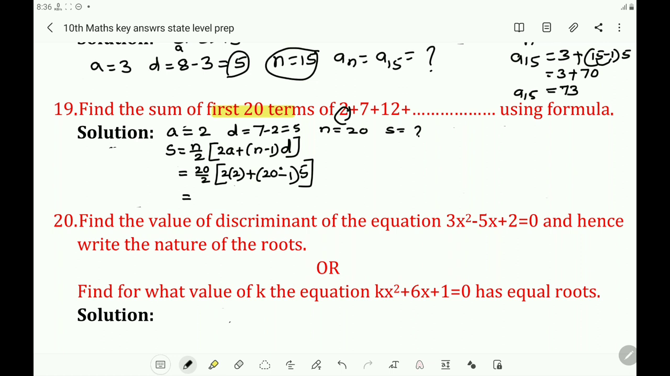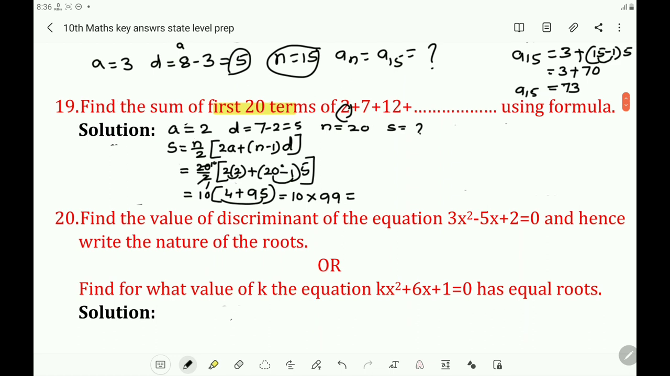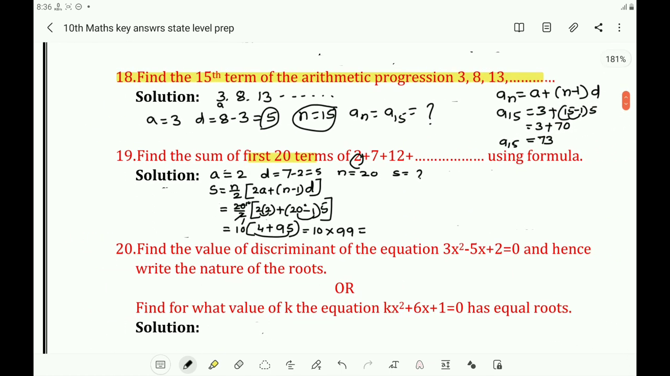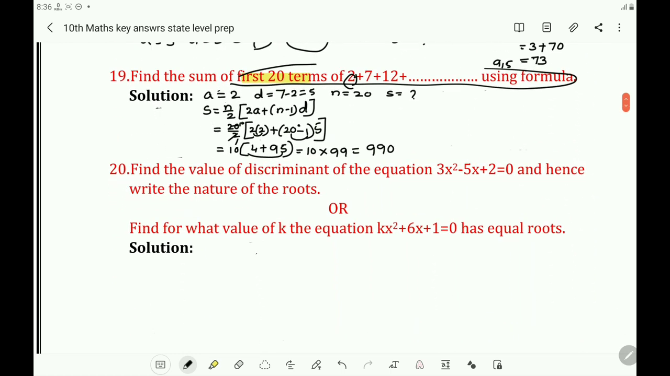That equals 20 by 2 means 2 ones are 2, 2 tens are 10, into 2 2's are 4, 4 plus 20 minus 1 is 19, 19 5's are 95. That equals 10 into 95 plus 4 is 99, 99 into 10 is 990. So you write 990. Then the sum of first 20 terms is 990. You got the answer. Then you take the next one.